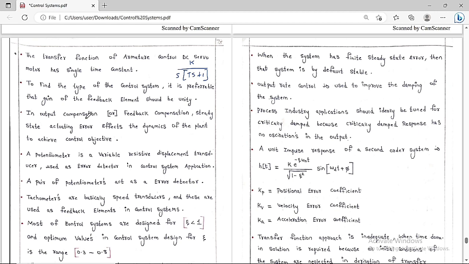So finally, in order to find the type of the control system, it is preferable that the gain of the feedback element should be unity.